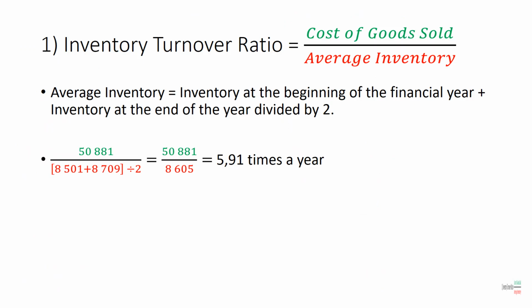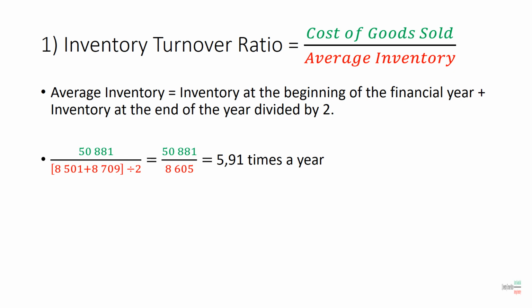Looking at the inventory turnover ratio, we have cost of goods sold over average inventory. Remember, the average inventory is calculated by taking the stock at the beginning of the financial year and adding the end of the year amount, divide that by 2. So we took the 8,501, which was the beginning of the year stock, plus the 8,709 at the end of the year, and we divided it by 2, and that's where we got our 8,605 amount.